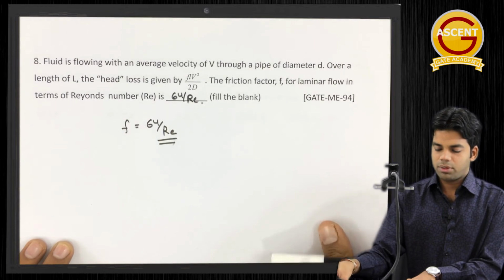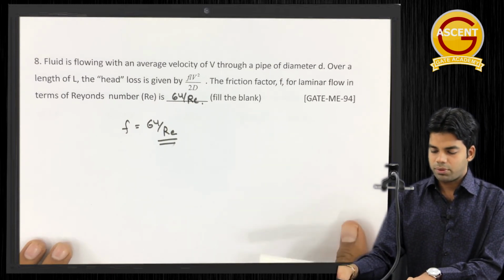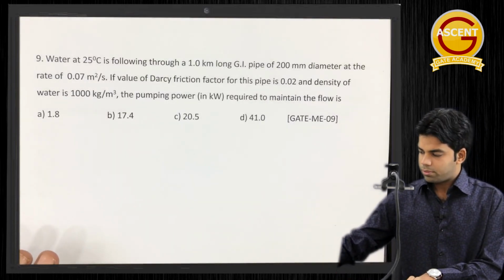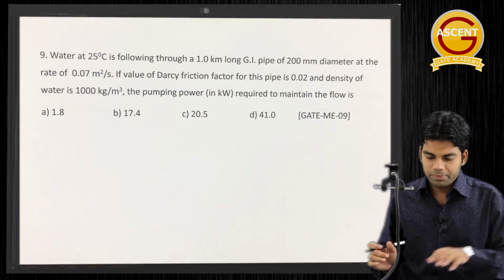Friction factor for laminar flow, in terms of Reynolds number. Getting this? Okay, next question.